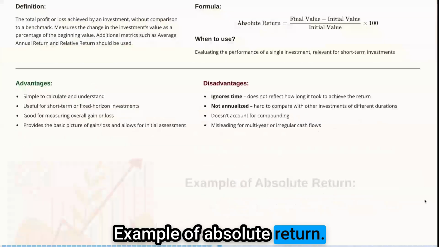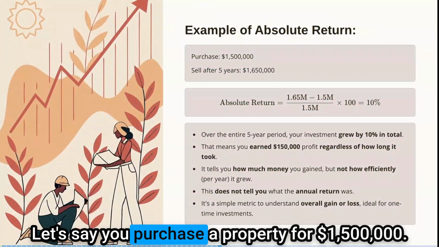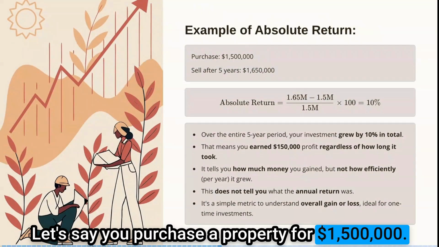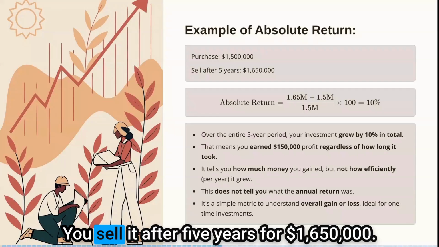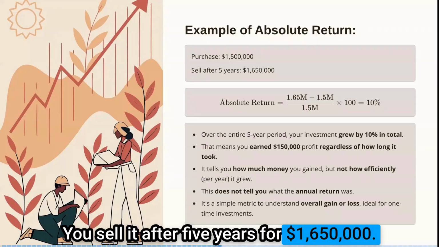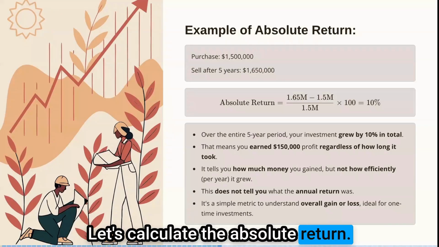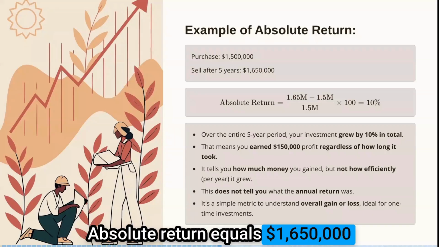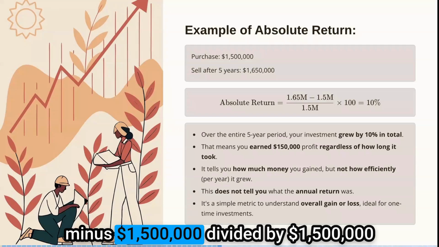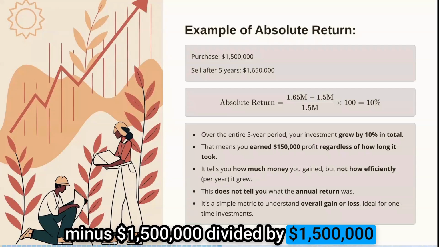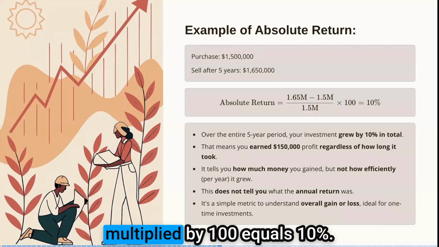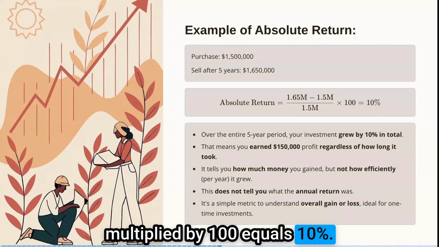Example of absolute return. Let's say you purchase a property for $1,500,000. You sell it after 5 years for $1,650,000. Let's calculate the absolute return. Absolute return equals $1,650,000 minus $1,500,000, divided by $1,500,000, multiplied by 100, equals 10%.